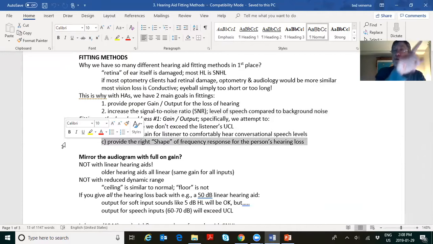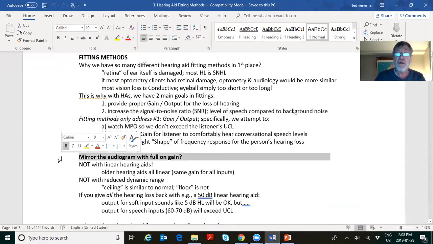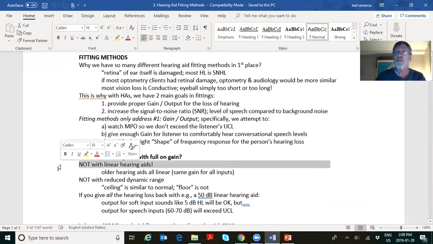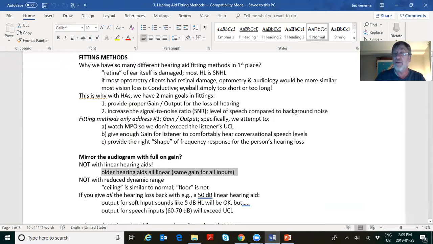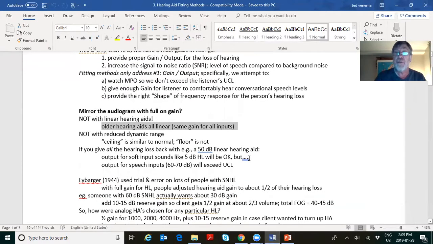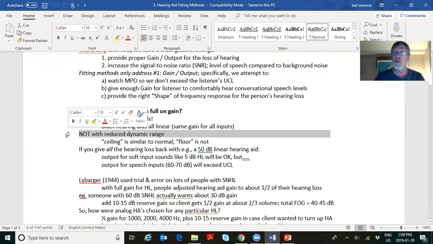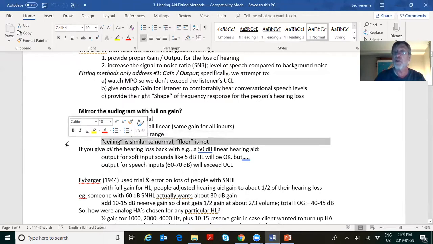And if it's a reverse rising loss, of course, give more bass than high frequency. So mirror the audiogram with full-on gain? Can't, especially not with old linear hearing aids. Remember, old linear hearing aids gave the same gain for all inputs. And not with a reduced dynamic range, because the ceiling may be similar to normal, but the floor is not.